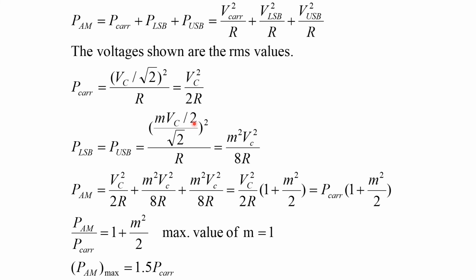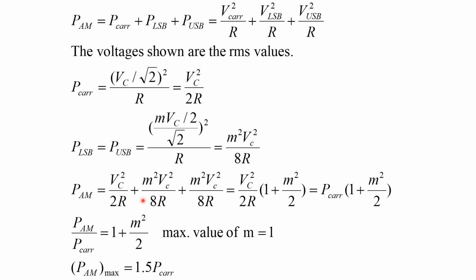You have to refer to the previous equation of amplitude modulated wave. So (Vm/2, the amplitude, divided by root 2 for the RMS value) whole square divided by R. If we calculate this term, then it will be m squared Vc squared divided by 8R.